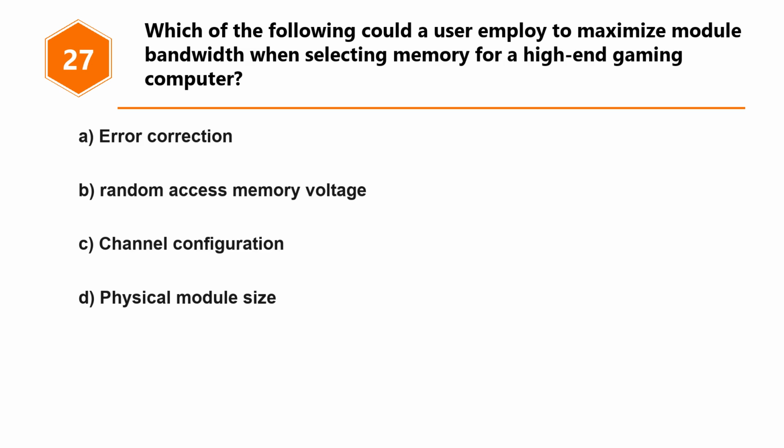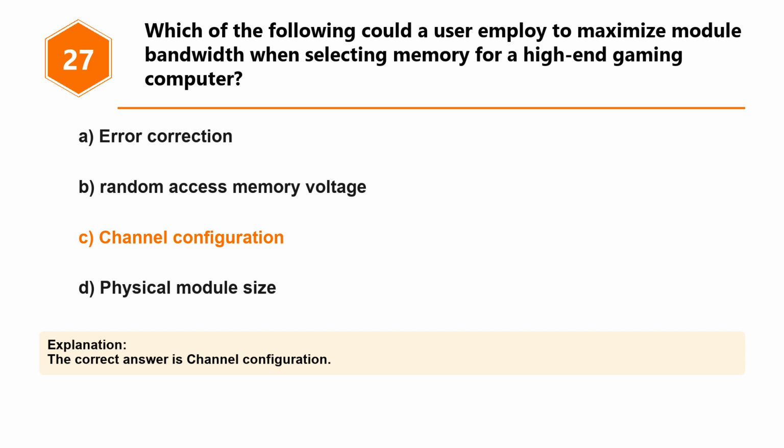Question 27. Which of the following could a user employ to maximize module bandwidth when selecting memory for a high-end gaming computer? Option A, error correction. Option B, random access memory voltage. Option C, channel configuration. Option D, physical module size. The correct answer is option C, channel configuration.